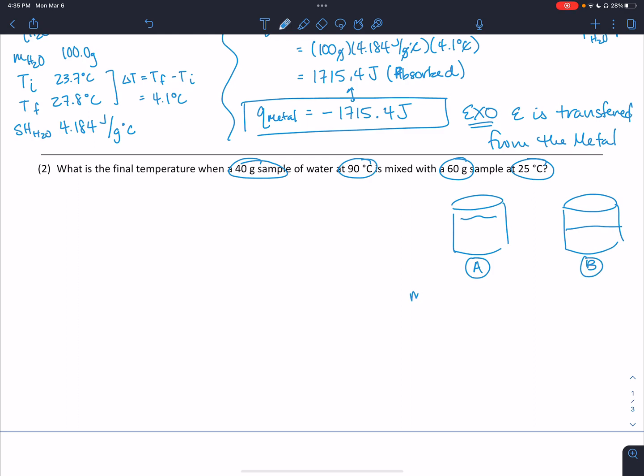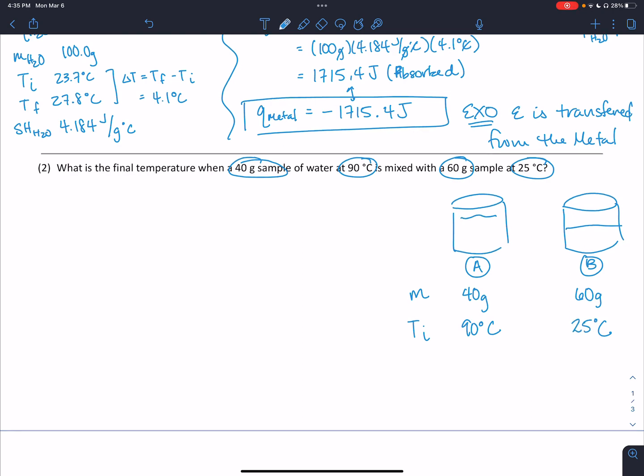If we look at it in terms of mass, for beaker A, we've got 40 grams of water, and for beaker B, we've got 60 grams of water. We've got an initial temperature for beaker A of 90 degrees Celsius, and an initial temperature for beaker B of 25 degrees Celsius. Both of these are going to have the same final temperature, so I'm just going to list it as T final. I know that because the energy will continue to flow until the temperature of both samples are equal to each other.